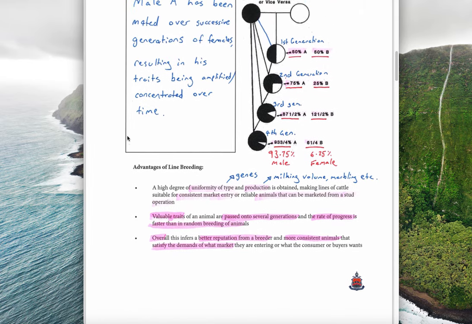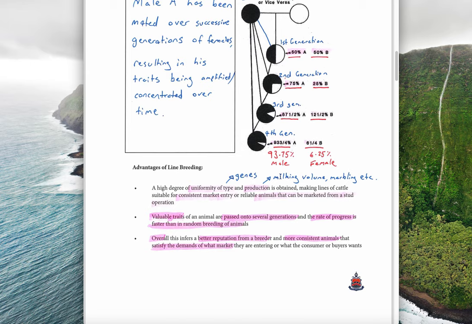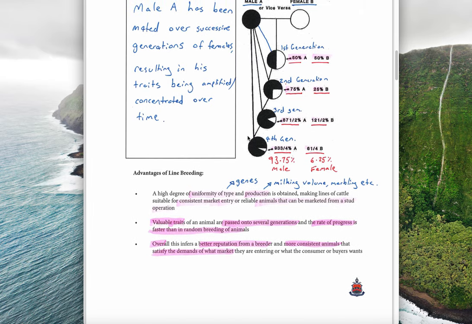You achieve a high degree of uniformity of genes or type, and production, so milking volume, marbling, etc., is obtained, and it means these cattle are consistent, and they'll consistently be able to be produced for the same market. This is because once you get down to this generation, they're going to be all very similar to this original male. So there's going to be very consistent cows, because their genes are so similar, compared to, say, this one where they're 50-50.